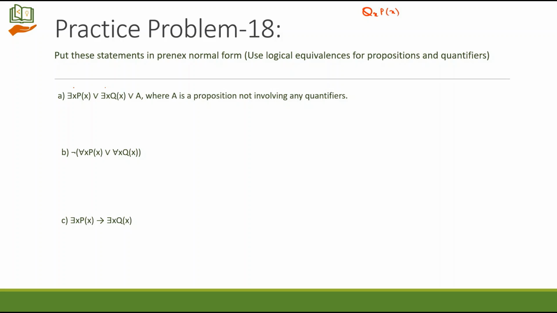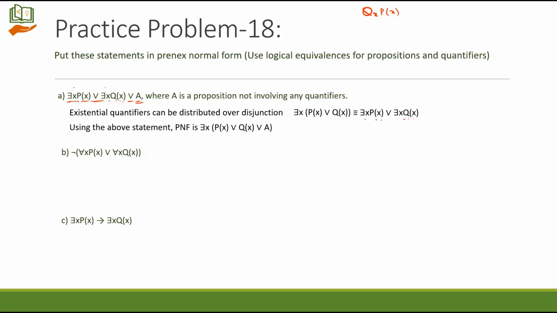They have given an expression where A is a proposition not involving any quantifiers. So only A is free here. Existential quantifiers can be distributed over disjunction. Since it is not involved with any quantifiers, we are leaving out A. So we can use the above statement and turn this particular expression into this format. Along with that, we are inserting disjunction A because A is not going to be involved with any quantifier. We are just putting A inside. This will be the Prenex normal form.